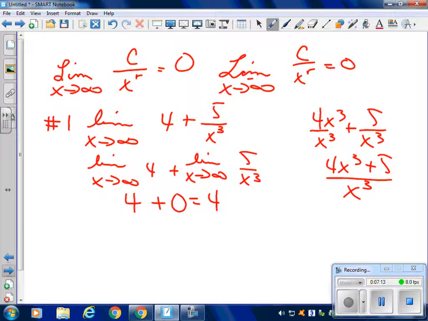Now, in Math 3 and pre-calc, we compared the powers. When the powers are equal, the coefficients give you the horizontal asymptote. When the power is less than, it's always 0, and when it's greater than, it doesn't have one. So these are equal powers, and the coefficients in front are 4. So that's how we did it before.